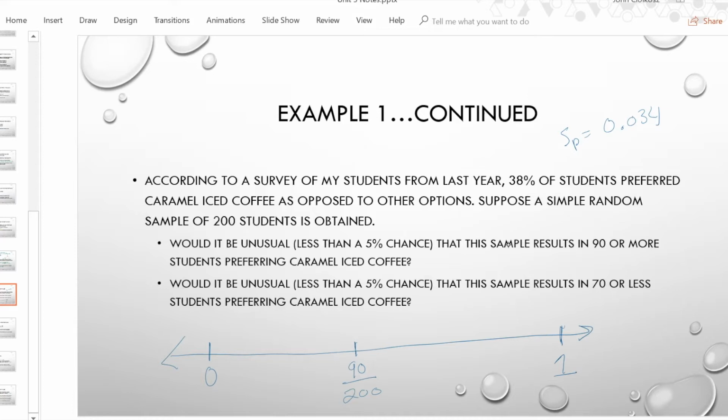And I want it more than, so I'm going to go ahead and look to the right. So for this command here, we have normal CDF. My lower bound is going to be that 90 out of 200. And again, you could simplify. I'm just trying to avoid any rounding errors. My upper bound is 1. We still have 0.38 for our P, and then 0.034 here.